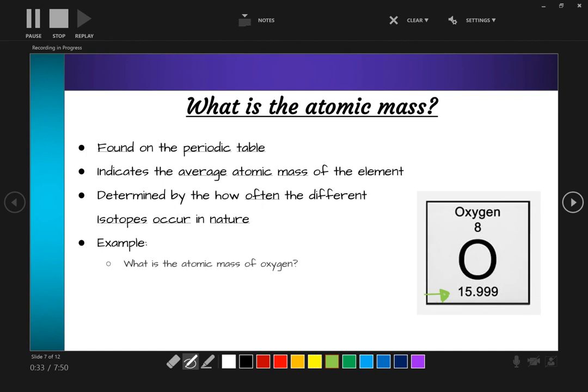So for example, what is the atomic mass of oxygen? You're going to go to your periodic table. You're going to look at the number that's underneath the symbol, and that is your answer. So 15.999.